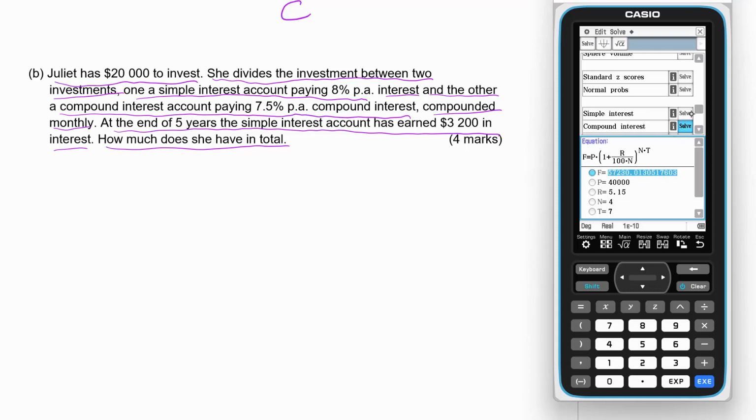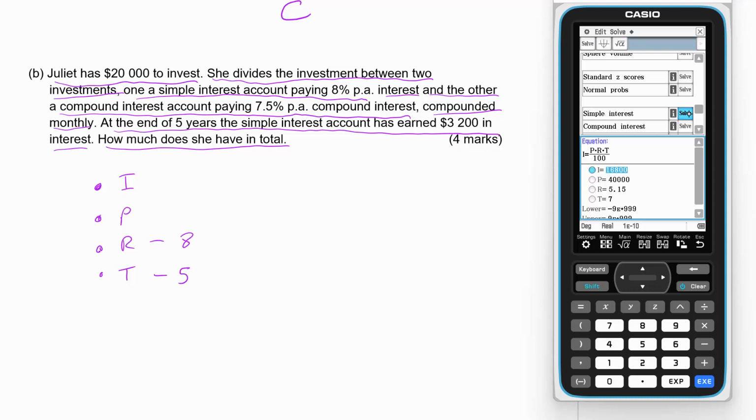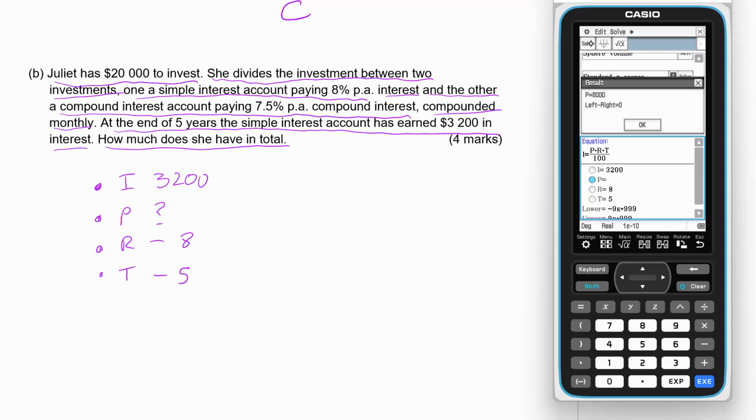Well, we're starting off with simple interest, so let's open that up. Now, what do we know? So we've got I, P, R, and T. Well, we know that T is 5 years. The interest rate for the simple interest account is 8. We don't know how much of her money she put in there, but we know the interest was 3,200. The rate was 8, the time was 5. Trying to find the principal here, and the principal is 8,000.